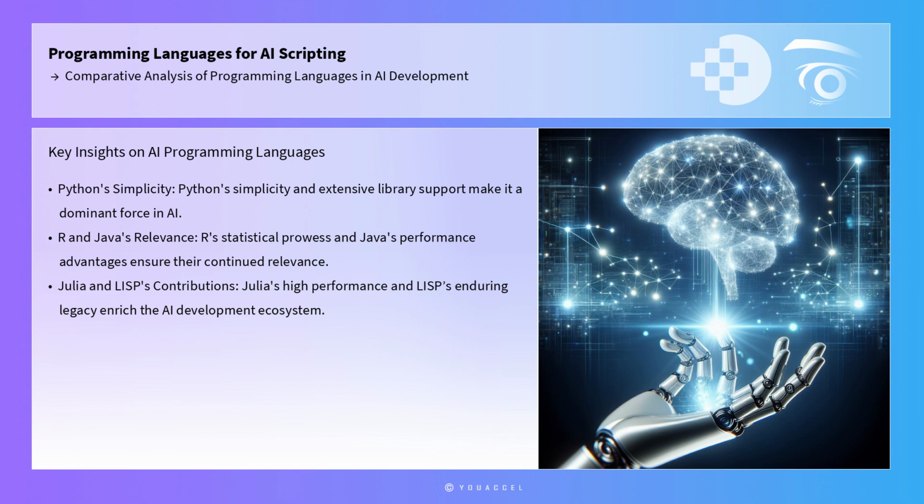In conclusion, the comparative analysis of programming languages in AI development reveals a diverse landscape where each language offers unique strengths and capabilities. Python's simplicity and extensive library support make it a dominant force in AI, while R's statistical prowess and Java's performance advantages ensure their continued relevance. Julia's emergence as a high-performance language and Lisp's enduring legacy further enrich the AI development ecosystem. By understanding the nuances of each language and strategically leveraging their respective strengths, professionals can enhance their proficiency in AI scripting and address real-world challenges with greater confidence and effectiveness.